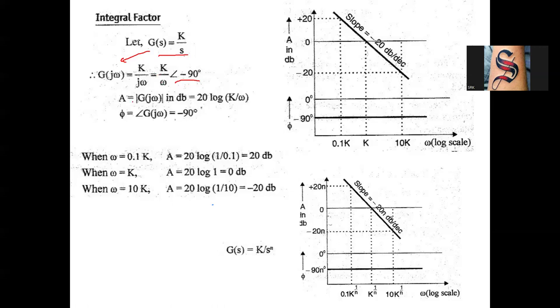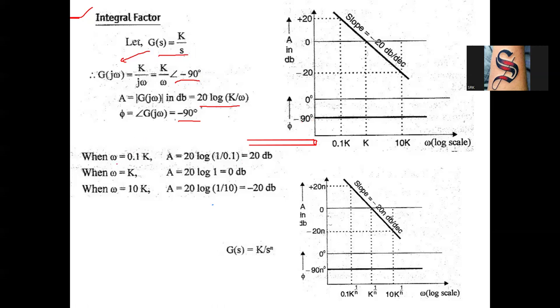If you write the magnitude in decibels, we can write 20 log of k by omega. And the phase angle is minus 90 degrees, right? What it means is that for any integral factor, if you are plotting the phase response, the frequency varies from 0 to infinity, but the phase angle is always minus 90 degrees only. Okay, keep it in mind. The phase angle is fixed, always minus 90 degrees. Let's see the magnitude plot.